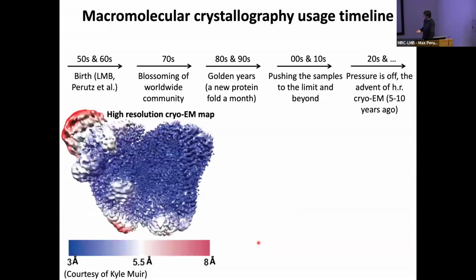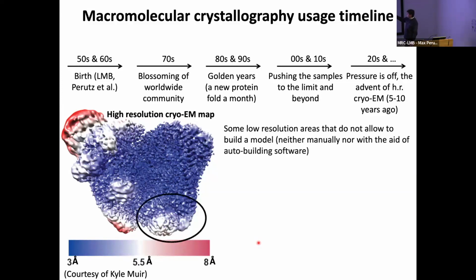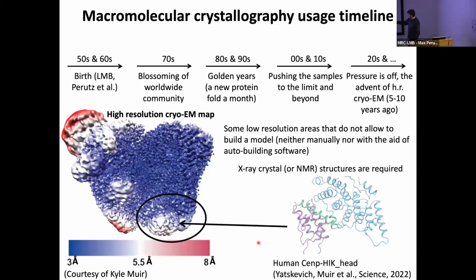However, at the beginning, when cryo-EM started, there were some issues. For example, there used to be some areas where the resolution wasn't as good as the rest. In that case, you could come to see us and try to crystallize this small domain. For example, that's what we did with Stan, one in Dave's group.